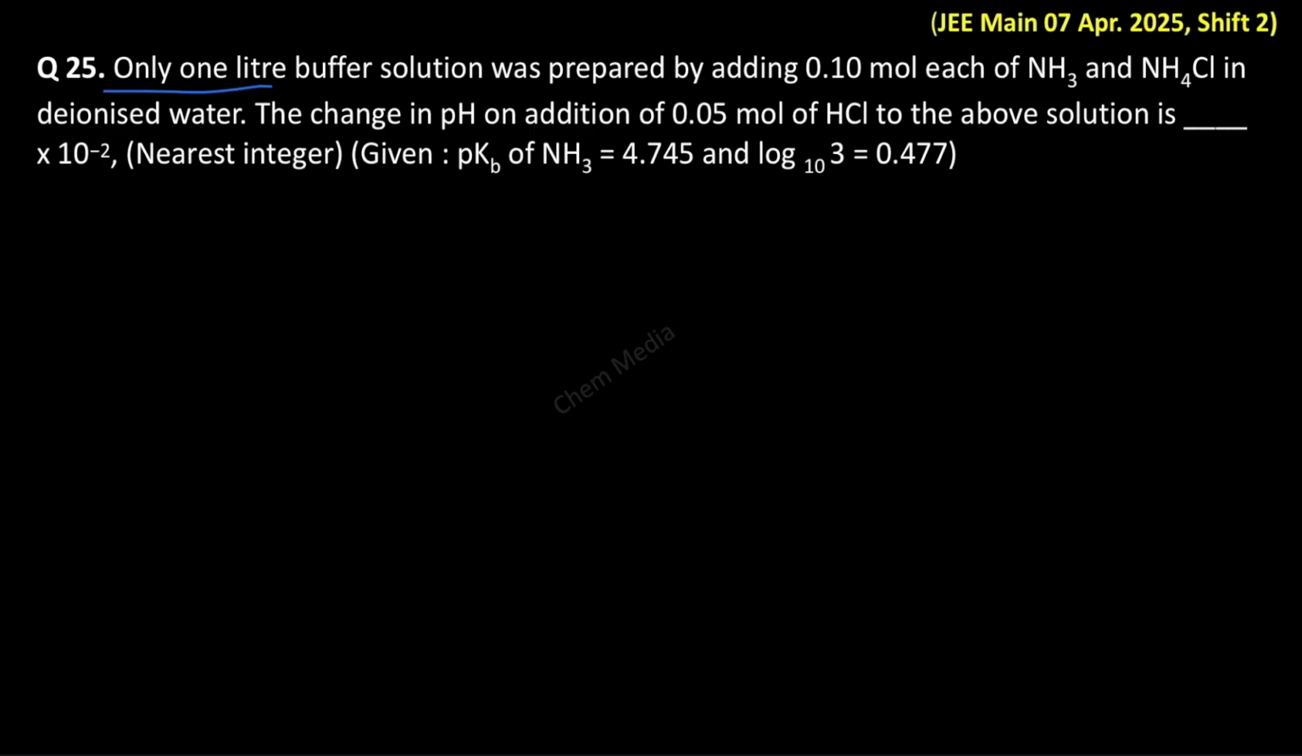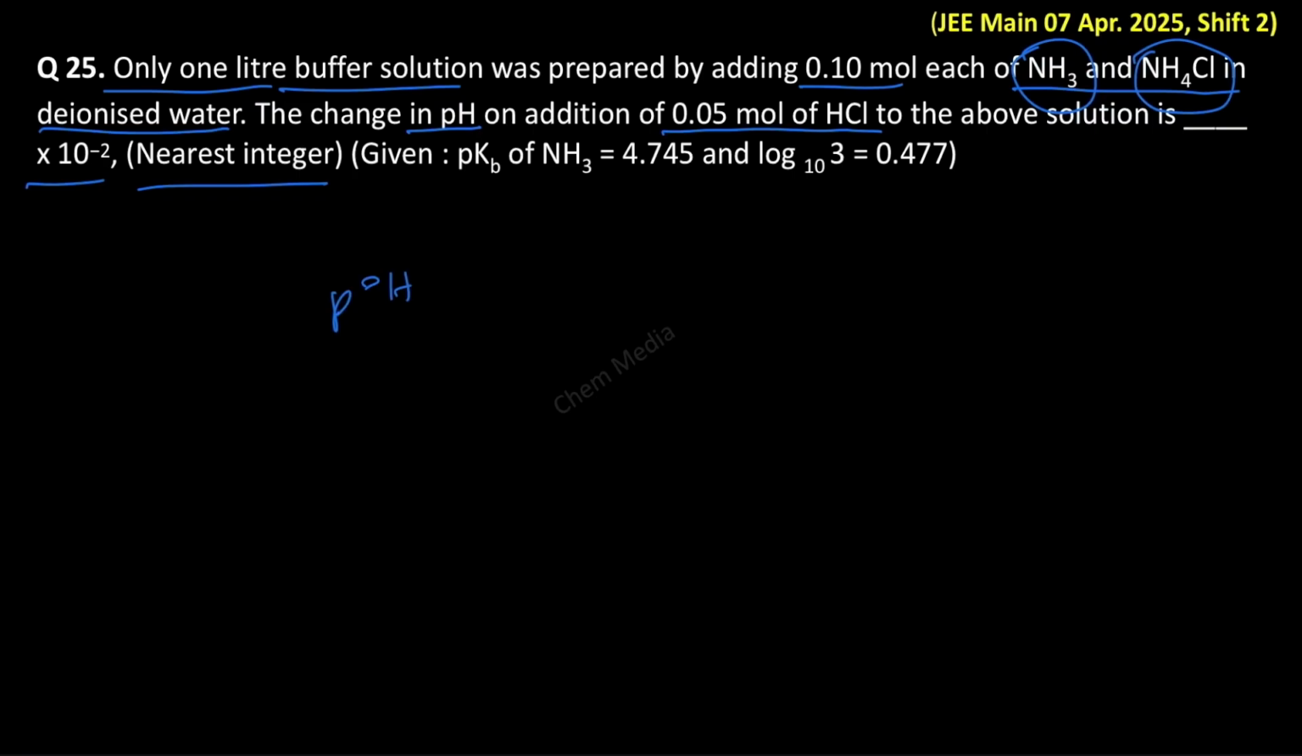One liter buffer solution was prepared by adding 0.1 mole each of ammonia and ammonium chloride in deionized water. The change in pH on addition of 0.05 mole of HCl to the above solution is how much in terms of 10 to the power minus 2? We have to find the nearest integer. Now we have a weak base and its salt. Ammonia is the weak base and ammonium chloride is its salt.